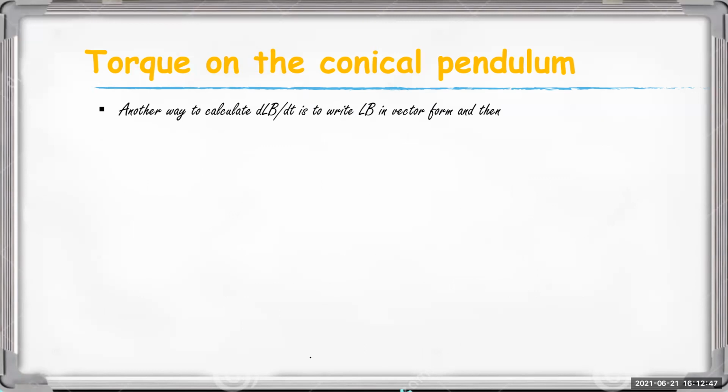Another way to calculate dLB by dt is to write LB in a vector form and then differentiate. We have written LB in two components, that is LB is equal to M LR omega sine alpha k cap. It is the vertical component. It is the horizontal component M LR omega cos alpha. Here it is sine alpha, here it is cos alpha r cap.